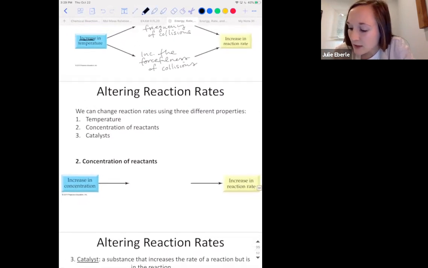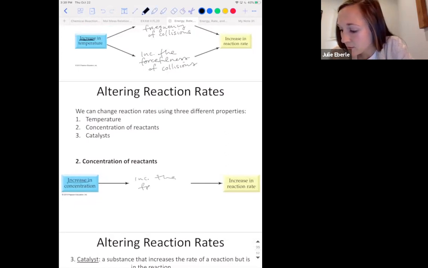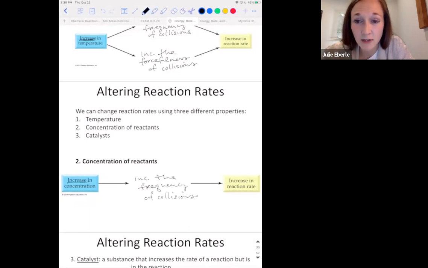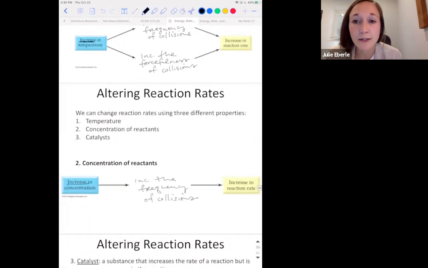But if we increase the concentration of our reactant molecules, we are going to increase the frequency of collisions between our molecules, giving them the chance to collide and react if they collide properly. Vice versa, if we decrease the concentration of our reactant molecules, we're going to decrease the frequency of collisions and therefore decrease the rate of the reaction.